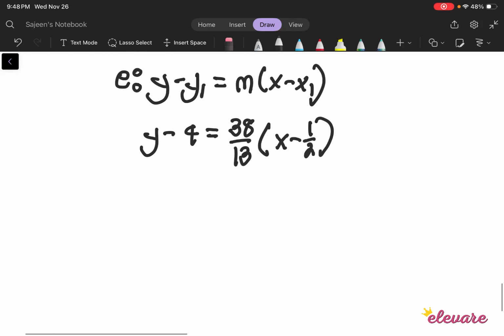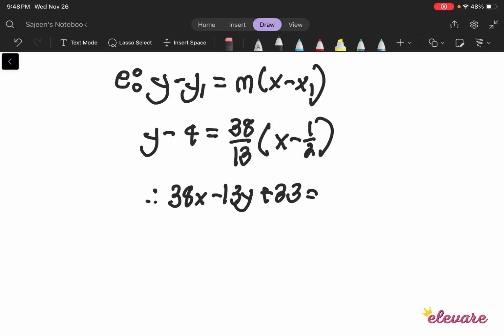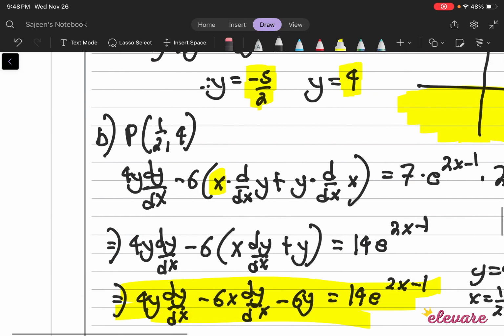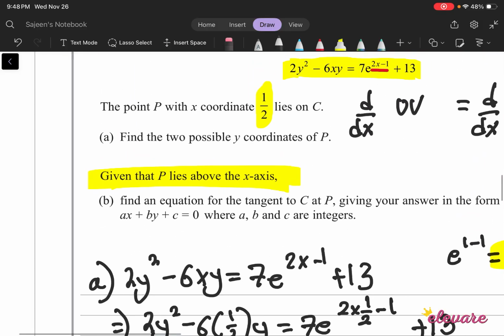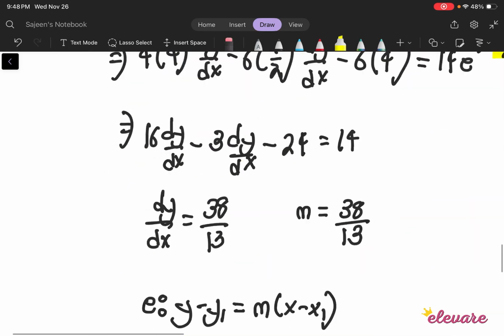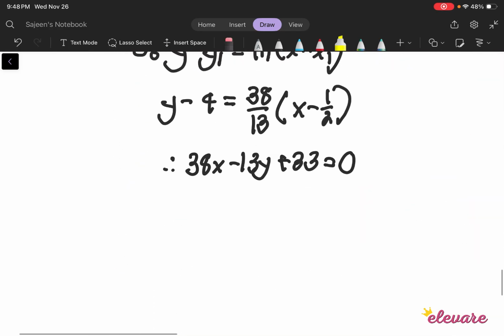and এই জিনিসটা simplify করার পর I'll get my answer as 38x minus 13y plus 33 is equals to 0, exactly in the form that they asked us to put it in our question. Okay, ax plus by plus c is equals to 0. 38x minus 13y plus 33 is equals to 0. That's it.